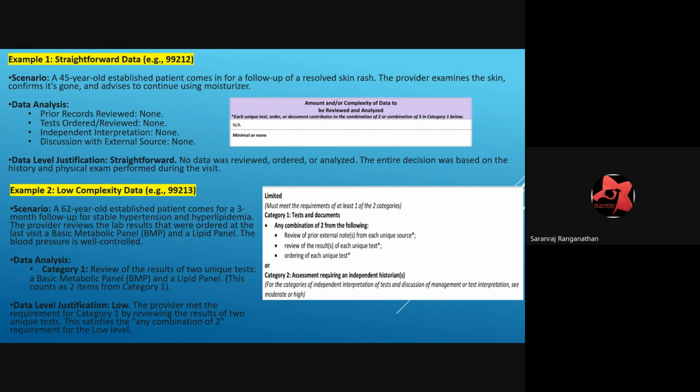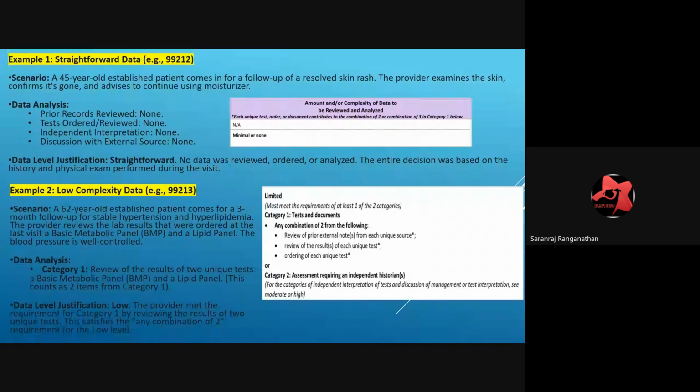Here we have gone with two different tests, basic metabolic panel and lipid panel. Both belong to ordering of each unique test. So here if you see, review of prior external notes from each unique source, review of the results of each unique test, ordering of each unique test. So either it can be one point, or it should be a two combination. It can meet any one point, any two points here, or in one main point itself, it can meet two different combinations. One good example I can give is ordering of each unique test. That is 1 point, right? In that, if they're ordering CT and MRI, now it becomes a two combination.